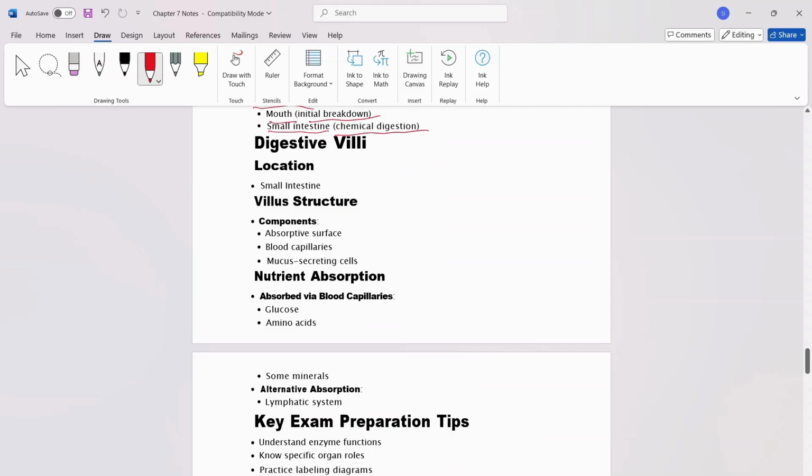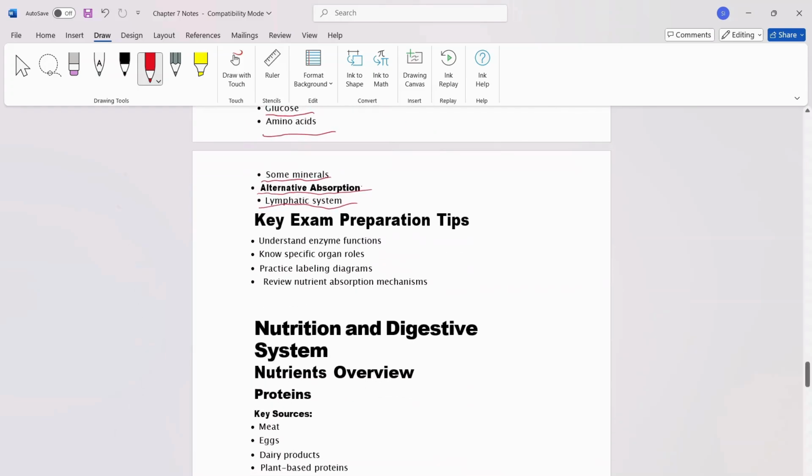Next we have digestive villi. The location is the small intestine. Villus structure. The components are absorptive surface, blood capillaries, mucus secreting cells. Next we have nutrient absorption. Absorbed via blood capillaries: glucose, amino acids, some minerals. Alternative absorption includes the lymphatic system.